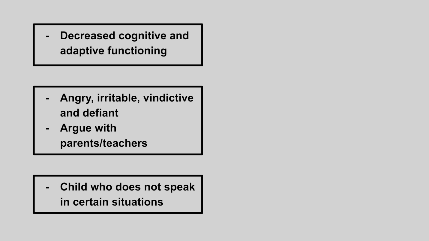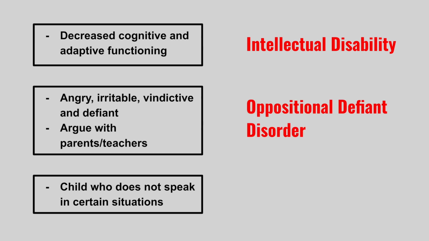Now we have a patient with decreased cognitive and adaptive functioning. This is intellectual disability. Now we have a patient who's angry, irritable, vindictive, and defiant, and they argue with their parents and teachers. This is oppositional defiant disorder.